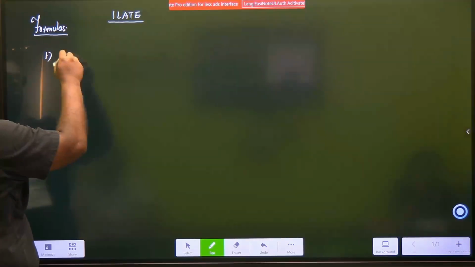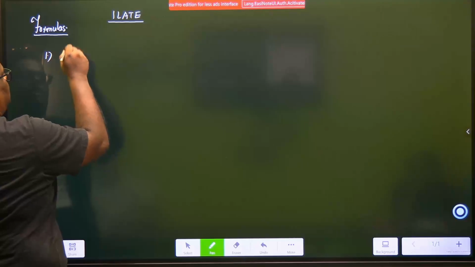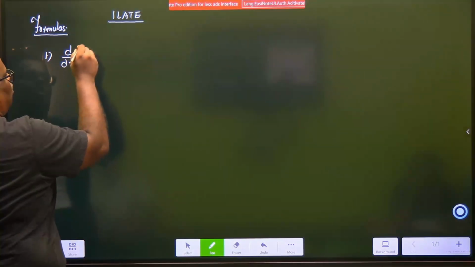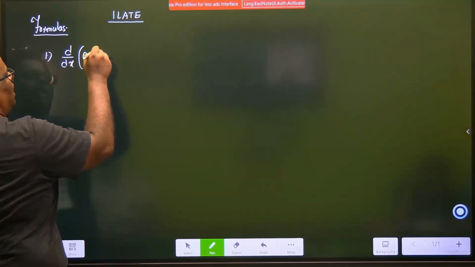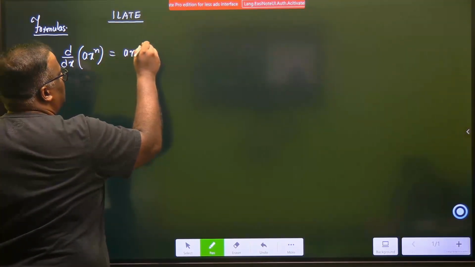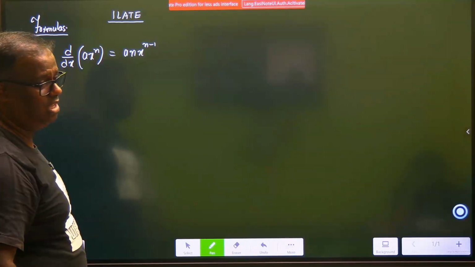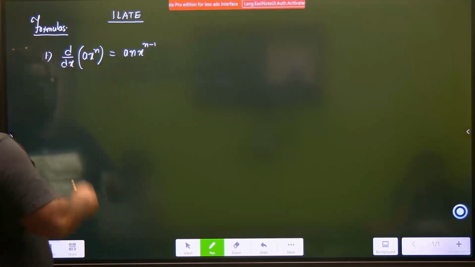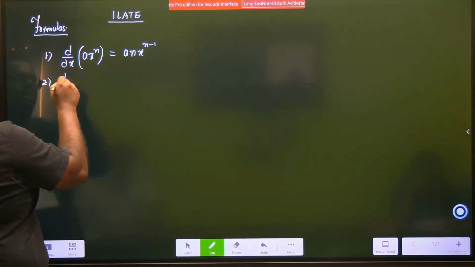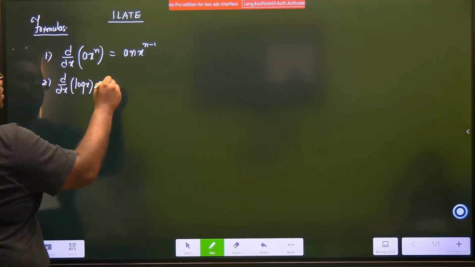So let's take up some formulas. First, we'll take algebraic formulas. Okay. Algebraic formulas are d/dx of a x to the power n. This is equal to a n x to the power n minus 1. How to read it? If the function is y equal to a x to the power n of this type. Okay? This is the only one that we use in algebraic. This one works. Number 2, logarithmic. d/dx of log x is always equal to 1 upon x.